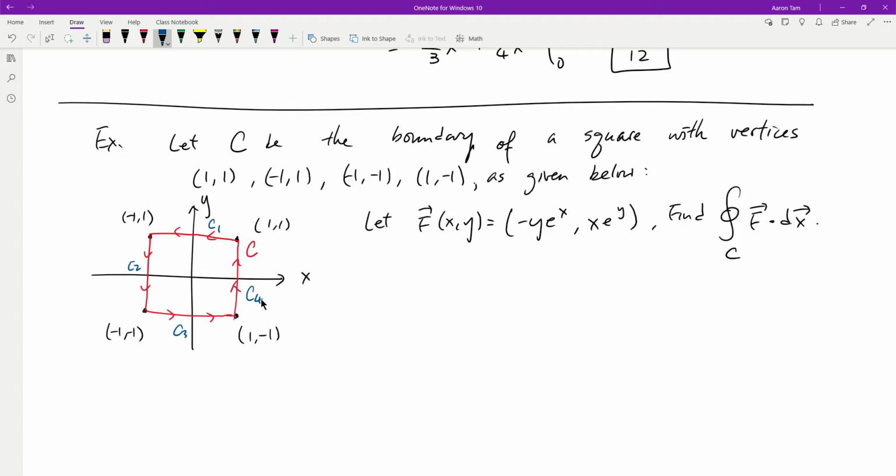Lucky for us, we learned Green's theorem. So we're going to go ahead and use Green's theorem to help us out. In here, the first thing I notice is that our f1 is negative y e to the x, and our f2 is x e to the y. So therefore, df2 over dx minus df1 over dy simply equals e to the y minus negative e to the x, which becomes plus e to the x.